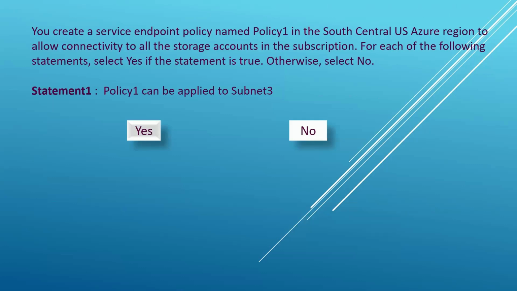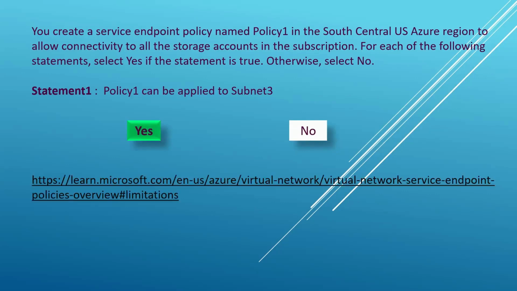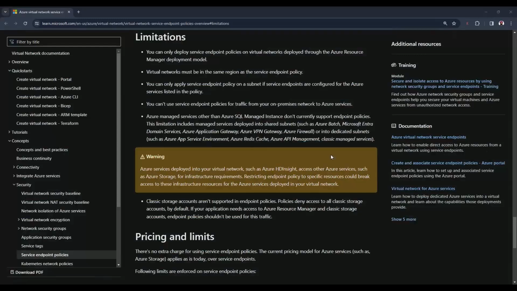For each of the following statements, select yes if the statement is true, otherwise select no. The first statement is policy 1 can be applied to subnet 3. And friends, this statement is correct. Both policy 1 and subnet 3 are in the same region, which is South Central US. That's why you can apply policy 1 to subnet 3.